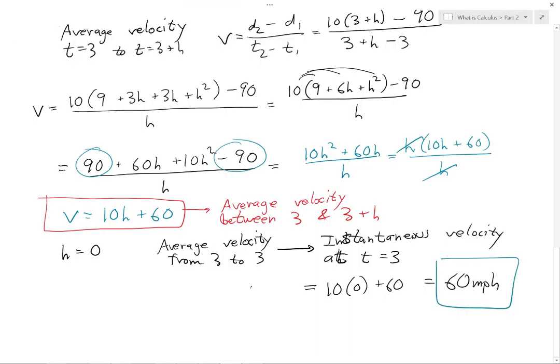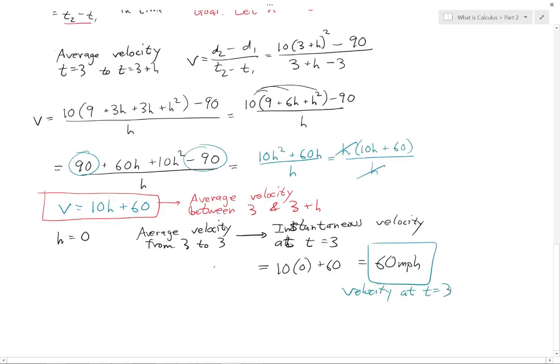Magic. We have just found the slope of a line given only one point. Well, that's not entirely true. We did use two points. It's just those two points are so close to each other. This is what I mean by arbitrarily close. They were so close to each other that for all intents and purposes, they are the same point, and this is going to give us our velocity at 3 hours. That's it right there, 60 miles per hour.